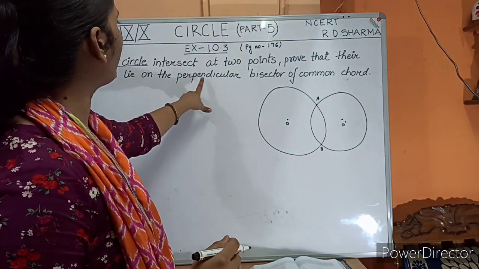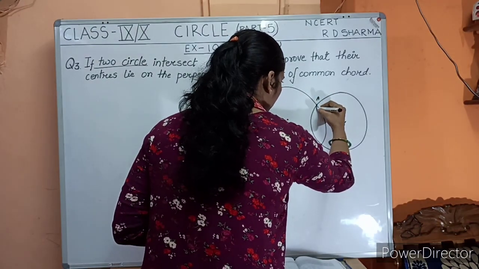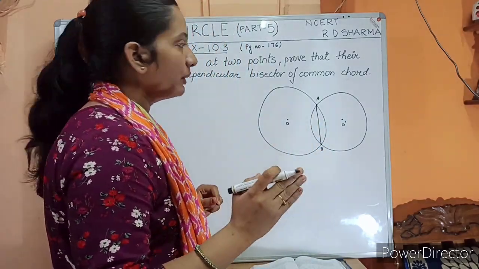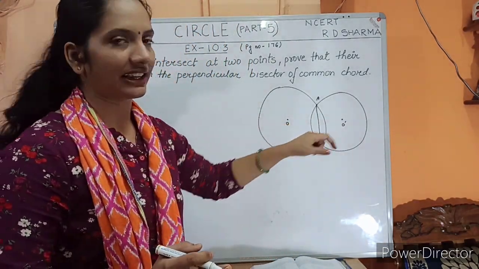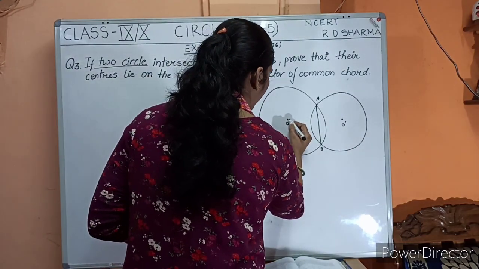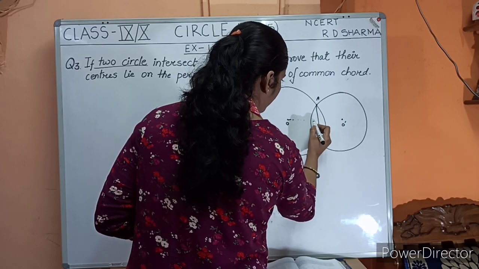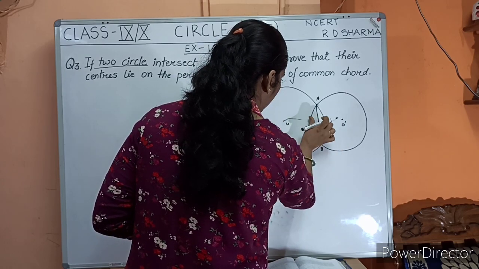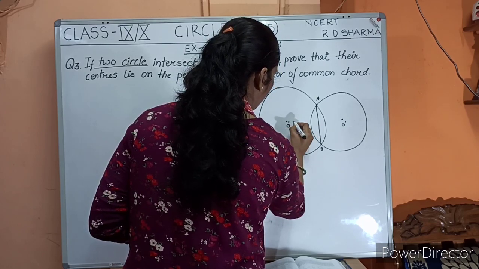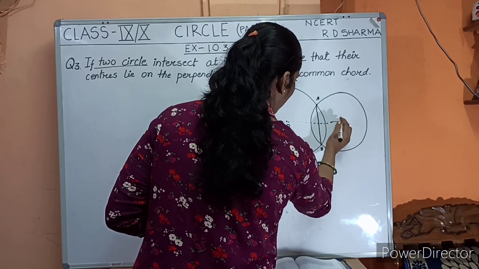Centers lie on the perpendicular bisector of the common chord. So we need to draw first a common chord, which is this chord AB, common to both the circles, first and second. दोनों circle का ये common chord है, ठीक है? Now we will join O and O dash. Keep this thing in your mind that it should pass through the middle.